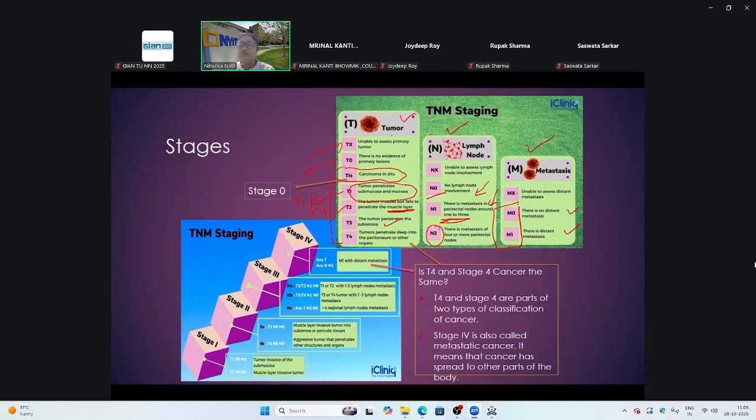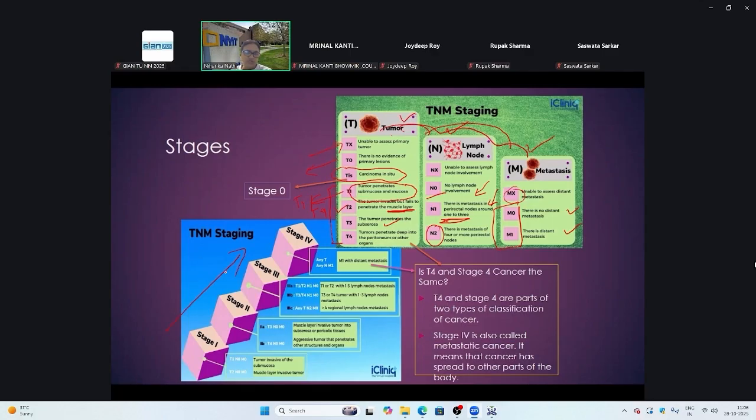And if you're not sure, then it's MX. So for all of these together, with T and N and M, you can have different permutations and combinations of all of these. All three have different permutations and combinations, and you can now stage it as stage 1, 2, 3, and 4.